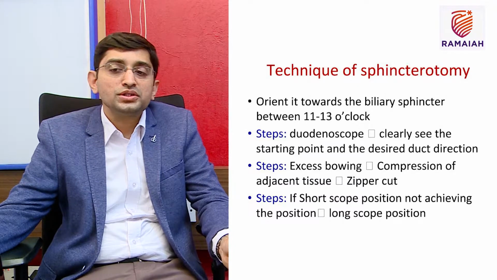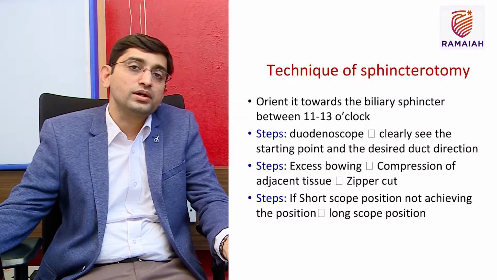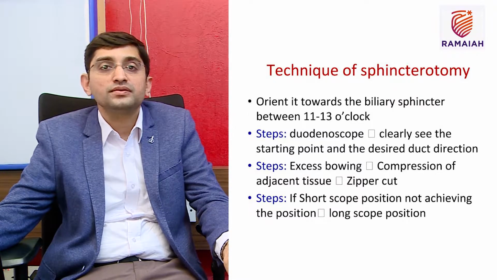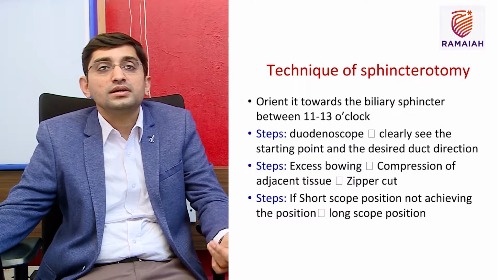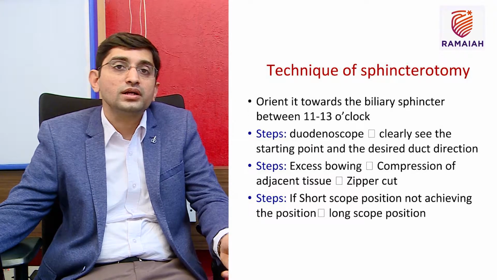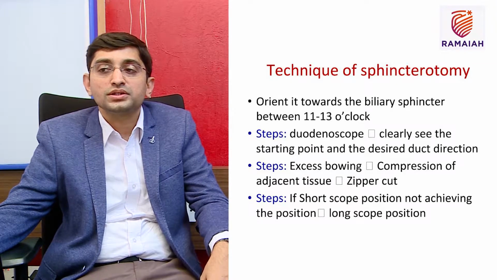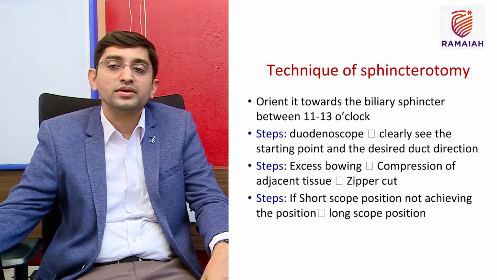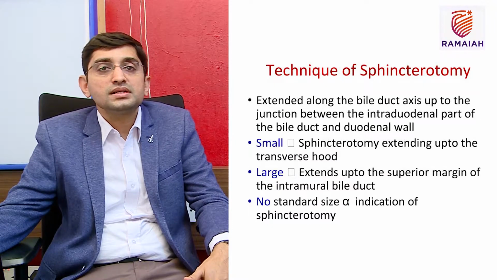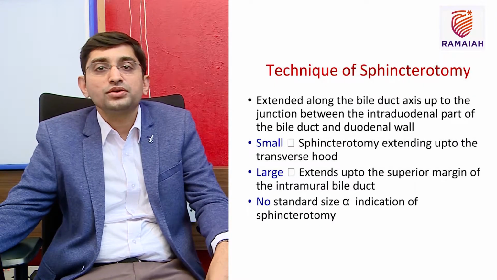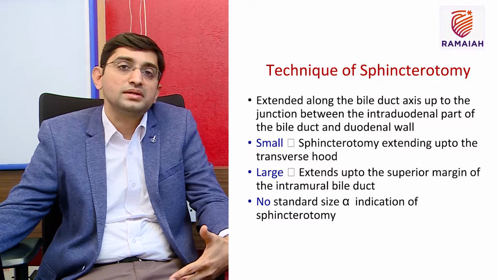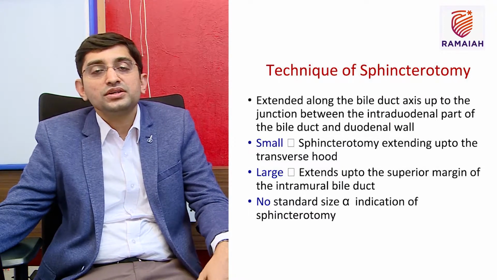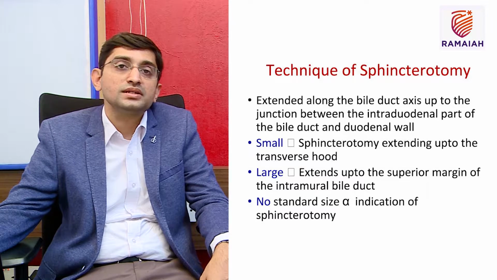In a short scope position, not achieving the proper orientation, we can always push the scope such that it can fall onto the greater curve of the stomach, and then in the long scope position you will be able to orient towards the 11 o'clock or the 1 o'clock position, whether it is a biliary or the pancreatic sphincterotomy that we are going to do. We can always ensure that whether it is a small sphincterotomy or a large sphincterotomy, there is no standard size, or indication of sphincterotomy. It's always what is the safety limit.